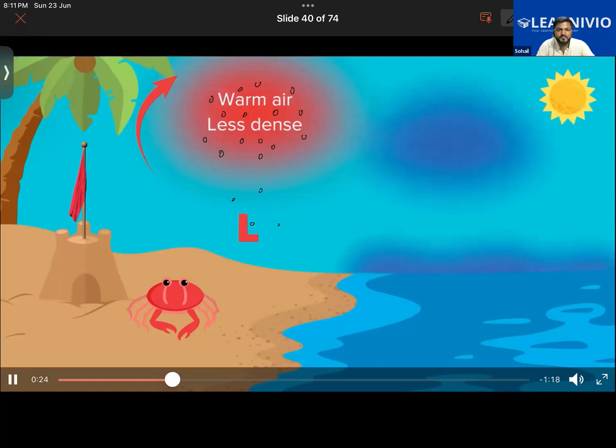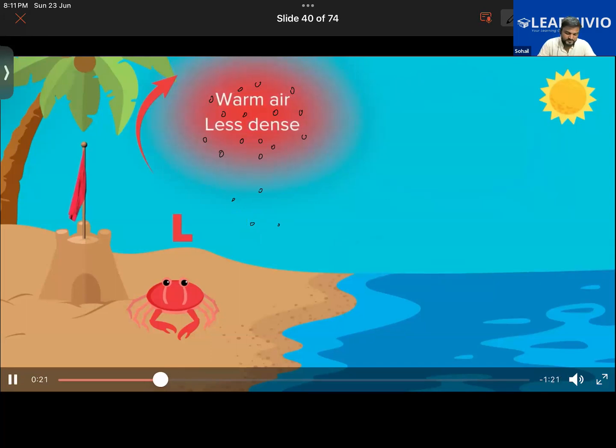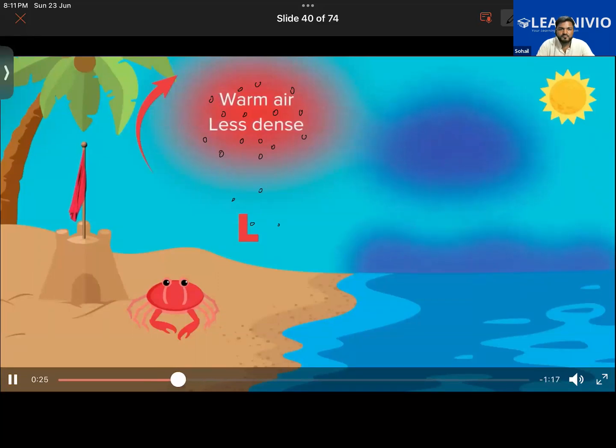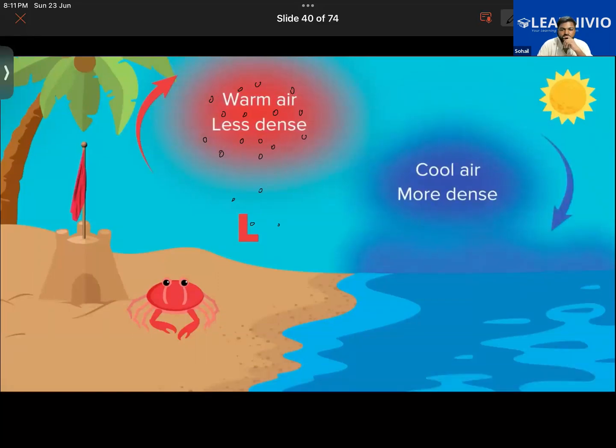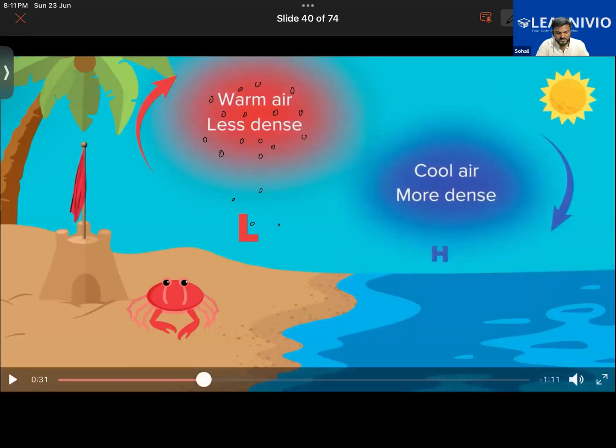Meanwhile, the air over the ocean is cooler. Cooler, denser air sinks over the water, creating an area of high pressure. See what it is saying over here: the differences in pressure. Cool air is heavier, it is denser, so something that is heavier tends to fall towards the earth, downward.